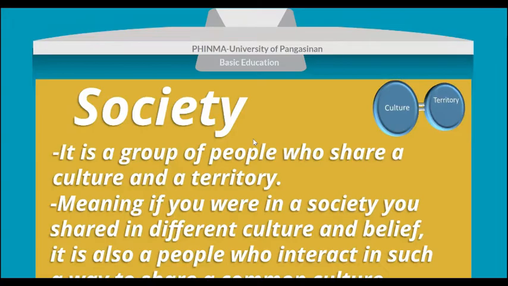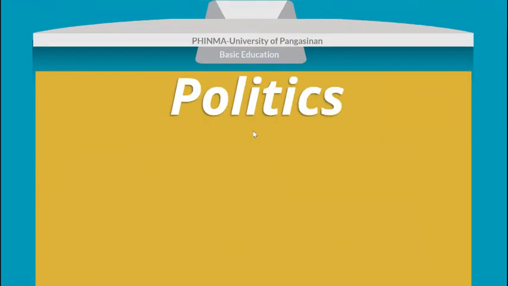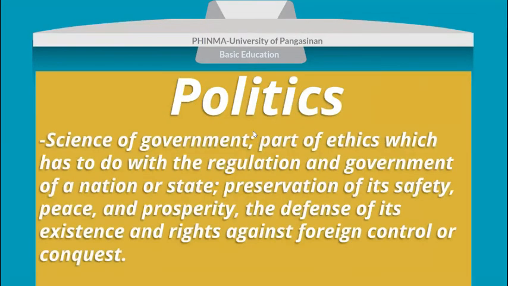Essentially, being part of a society means interacting with others who have different beliefs and cultures. And society is a collective result of these interactions, creating a shared identity among its members. Next is we have the word politics. And what is all about politics and why do we need to discuss about politics?